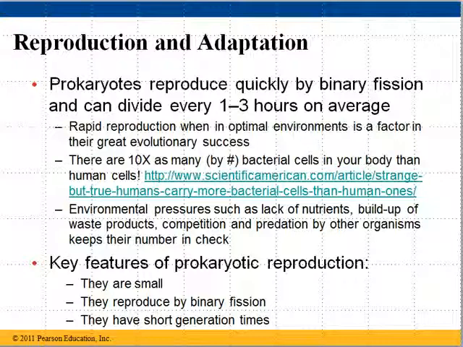This ability to rapidly reproduce when it has the optimal environment is really a big factor in their evolutionary success. One cool thing to keep in mind is you have all sorts of bacteria within your own body. If you were to count up the number of bacteria cells and the number of human body cells, again, we're talking about the number, and keep in mind bacterial cells are quite a bit smaller, but if you're just going by the number, there are 10 times as many bacterial cells in your body than human cells.